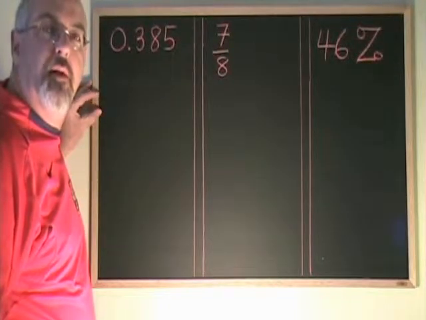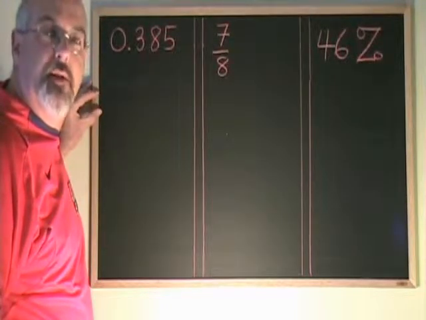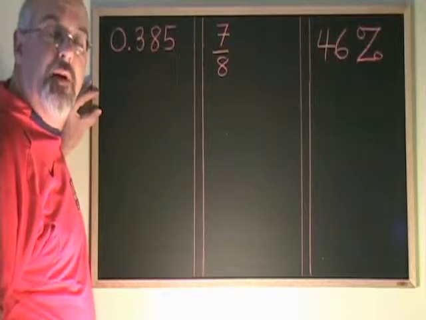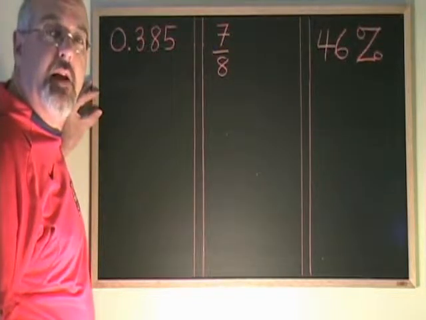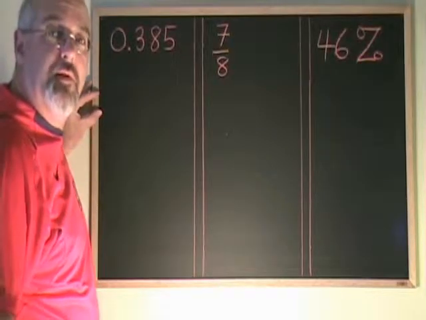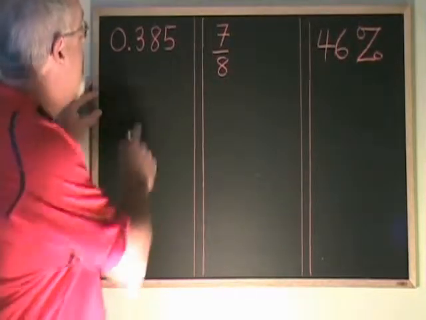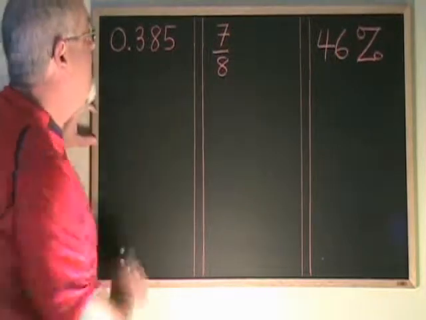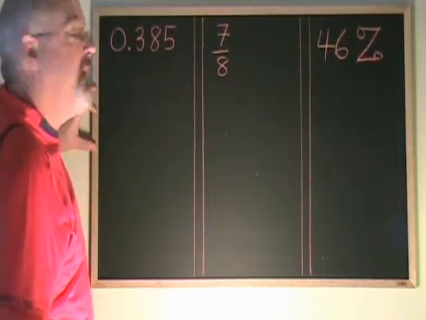When we are working with decimal, fraction, and percent, it is very useful if we can convert any of these into either of the others. I'm going to illustrate that here. First, let's convert 0.385 into a fraction.